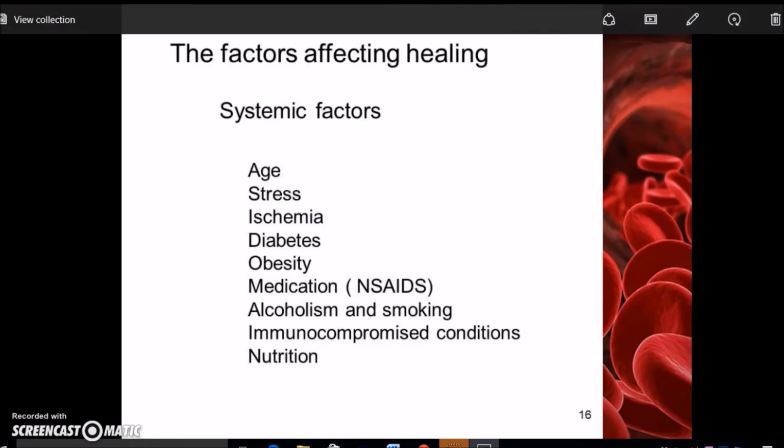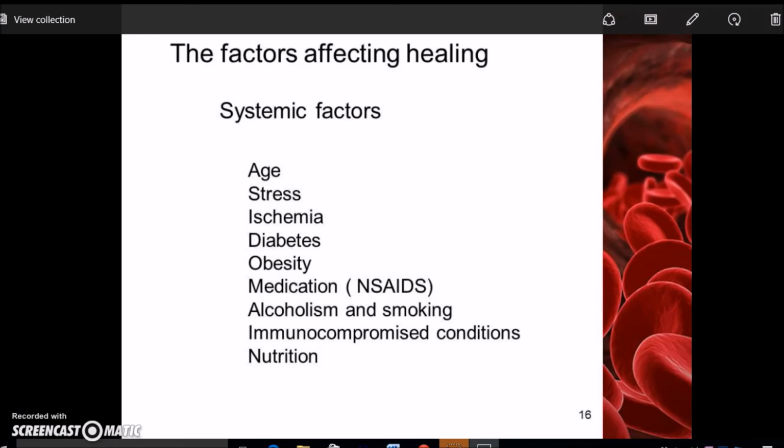The factors that can affect healing of tissues are multiple. We have increasing age, psychological and physiological stress can decrease our ability to heal. Tissue ischemia, the lack of blood supply, can obviously cause the inability to heal. People with diabetes have decreased healing rates. People who are obese, certain medications can actually diminish the inflammatory response. Excessive alcohol consumption and certainly smoking can cause decreased healing ability, and obviously immunosuppressed or immunocompromised conditions and poor nutrition.